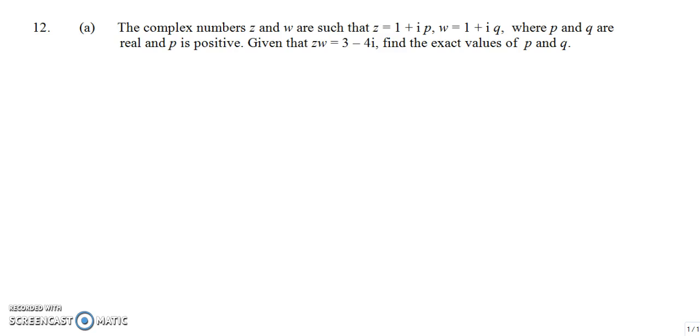Part A gives us two complex numbers z and w such that z equals 1 plus ip and w equals 1 plus iq. Please take note of the condition that p and q are real and p is positive. The question gives us z multiplied by w equals 3 minus 4i. So we first have to find what z multiplied by w gives us. We substitute z, which is 1 plus ip, multiplied by w, which is 1 plus iq.